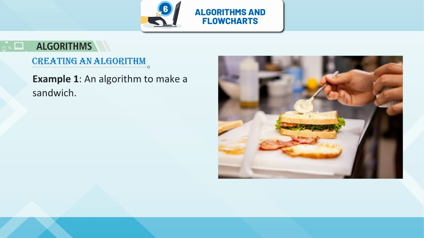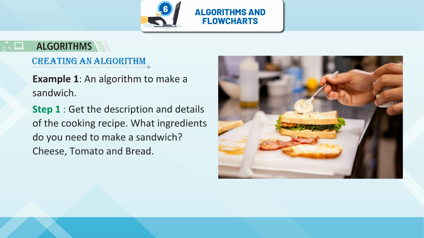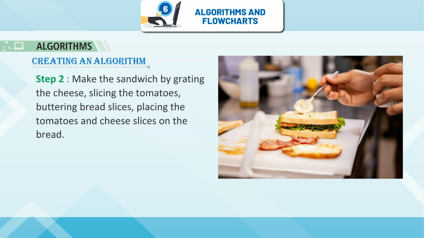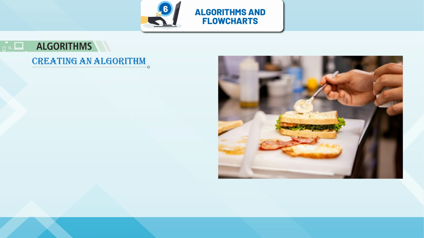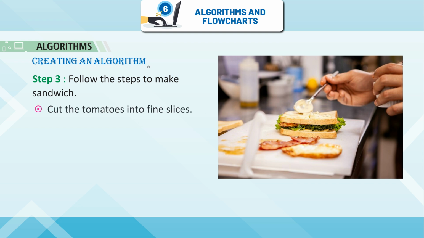Creating an algorithm. Example 1. An algorithm to make a sandwich. Step 1. Get the description and details of the cooking recipe. What ingredients do you need to make a sandwich? Cheese, tomato, and bread. Step 2. Make the sandwich by grating the cheese, slicing the tomatoes, buttering bread slices, placing the tomatoes and cheese slices on the bread. Step 3. Follow the steps to make sandwich.